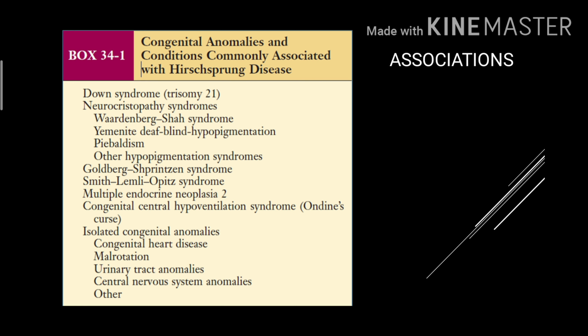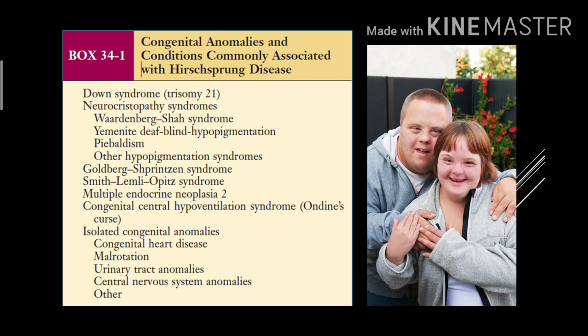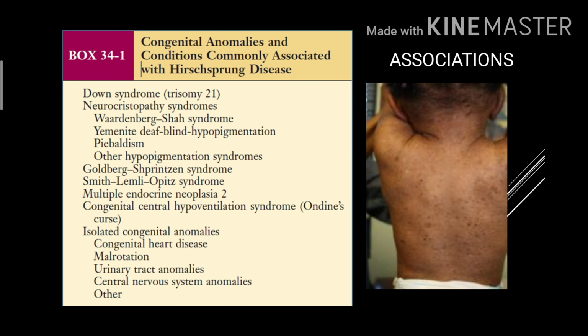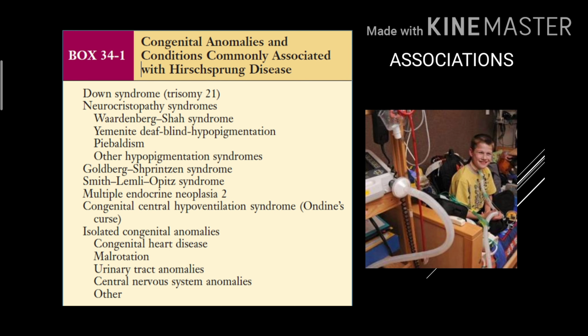We have to understand some of the syndromes which are associated with HD, even if we are not able to completely remember the list. For example, Down syndrome or trisomy 21 is associated with HD. Then there is neurocristopathy, then there is piebaldism, where there is a Waardenburg-Shah syndrome, where there is a white forelock of hair, also associated with HD. Then there are other neurocristopathy syndromes associated with pigmentation. Then there is congenital central hypoventilation syndrome, or Ondine's curse. You can see the patient is on tracheostomy and on a ventilator. When he sleeps, he dies because there is central hypoventilation.